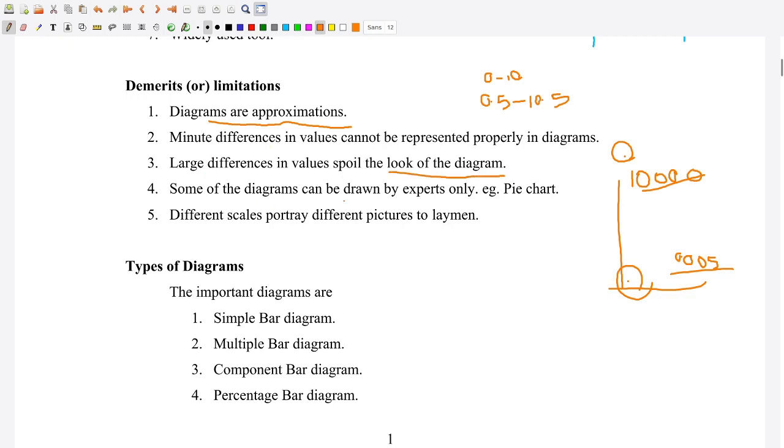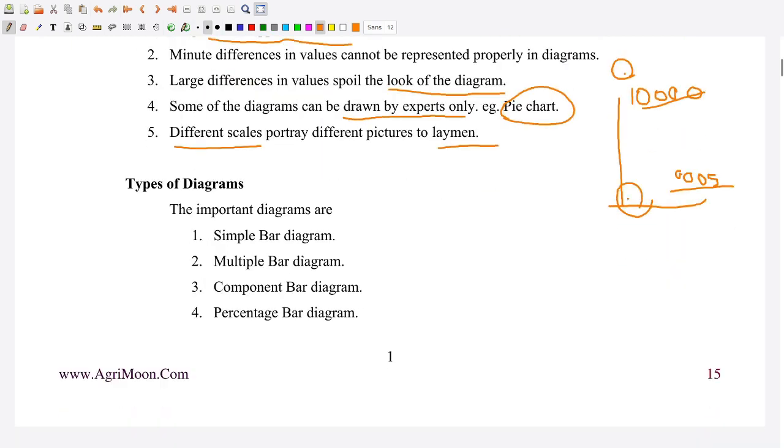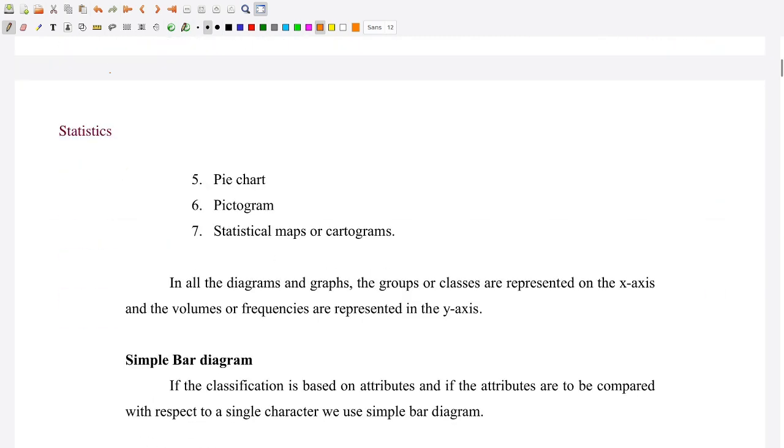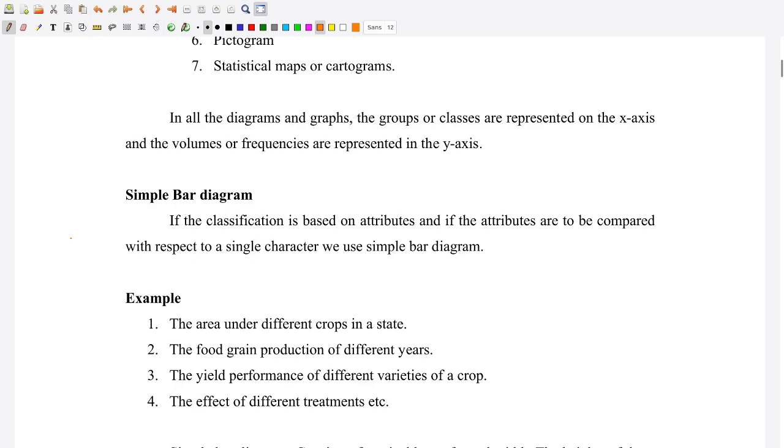Most of the diagrams are drawn by experts only. For example, a pie chart, you need to know how to draw it, so it is difficult for the person to understand as well. And for the layman, the normal person, portraying different scales is not so easy. We have studied the bar diagram, pie charts and histograms. So let us have a quick look at these.